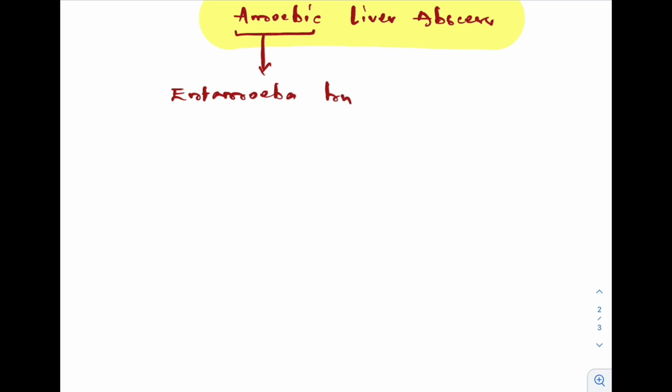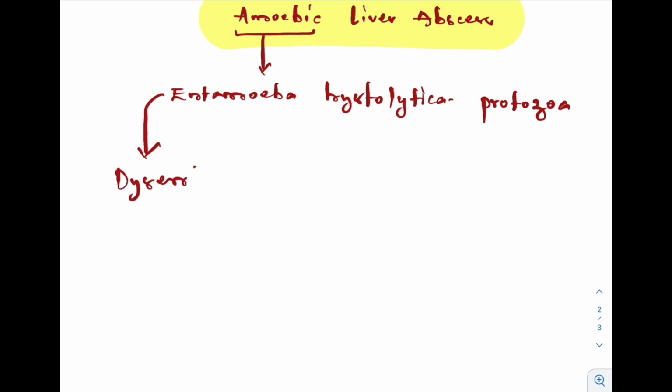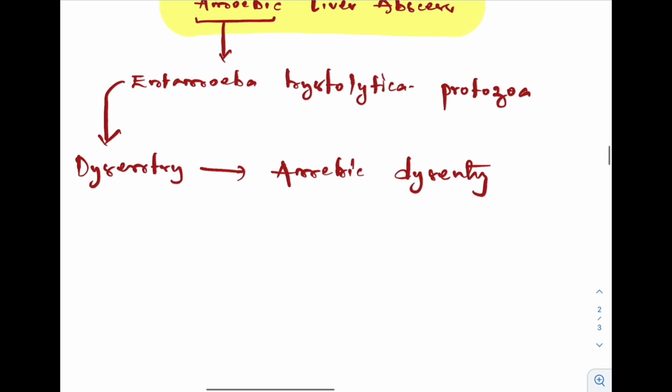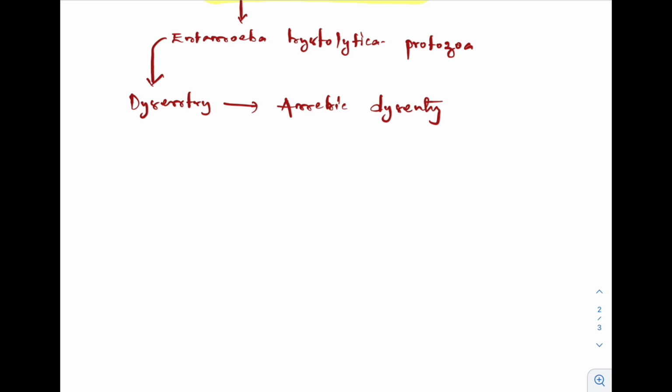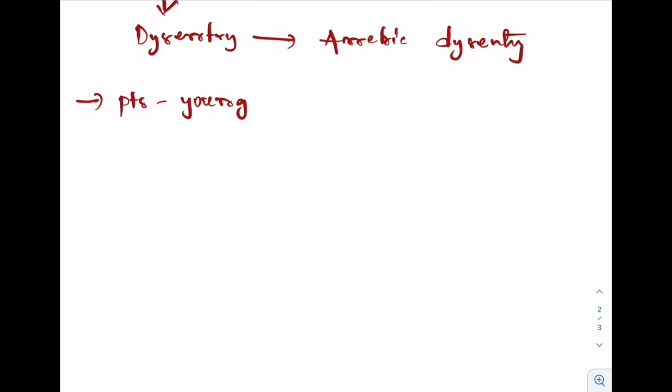Okay, and actually what type of parasite is it? What type of organism is it? Actually it is a protozoan, and this Amoeba histolytica causes dysentery, which is also termed as amoebic dysentery. This amoebic dysentery is one of the most common types of dysentery in India, and it occurs in patients of a younger age group with low socio-economic status.